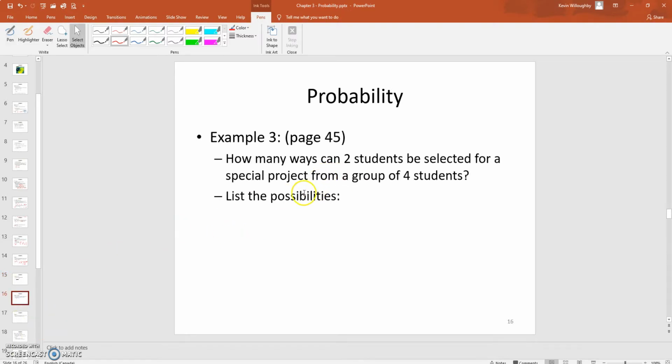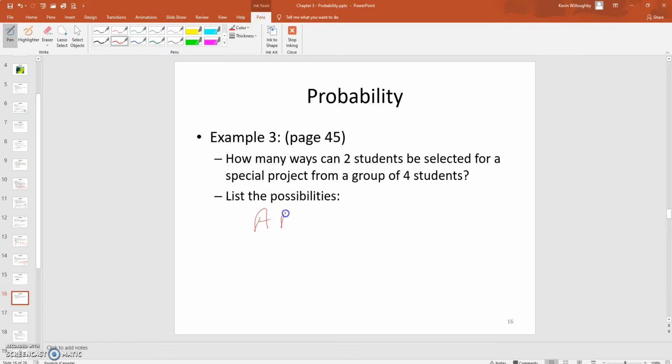So example on page 45, we are selecting 2 students from a group of 4 for a special project. Nothing in this question specifies order, preference, or rank, so that's a good indication that it's not a permutation. That's the difference between combinations and permutations. So let's list the possibilities.